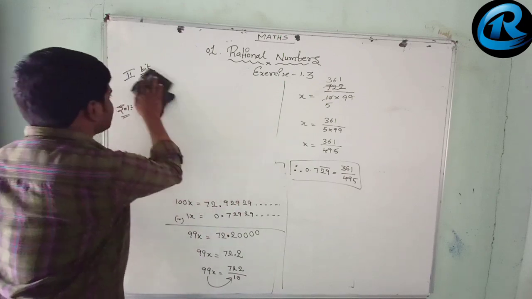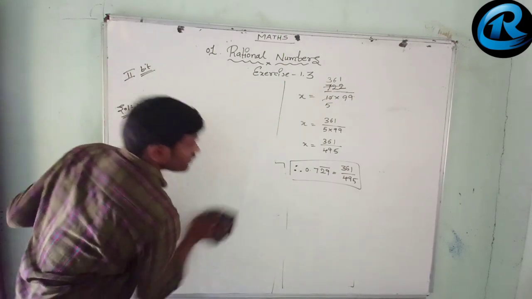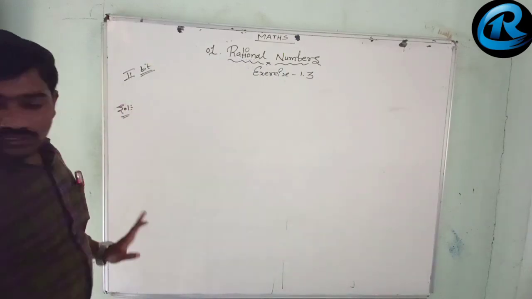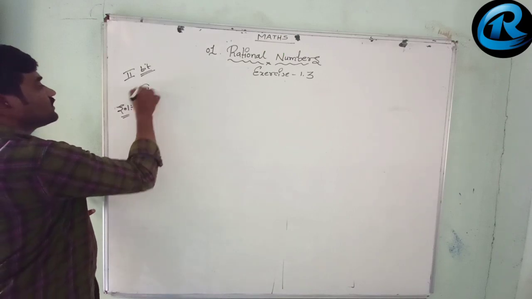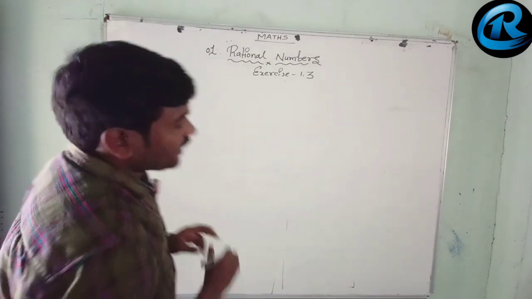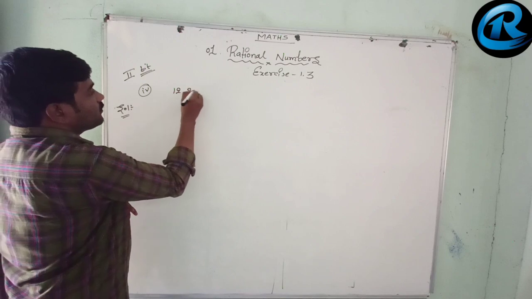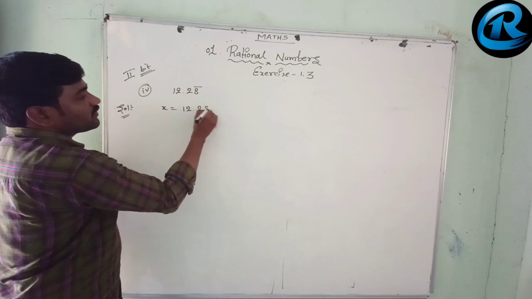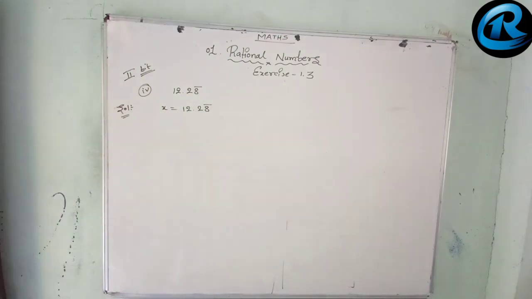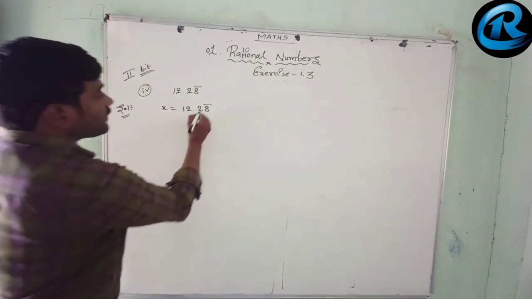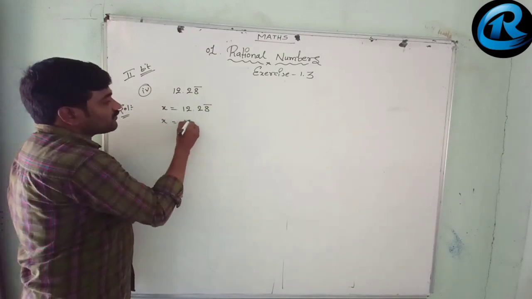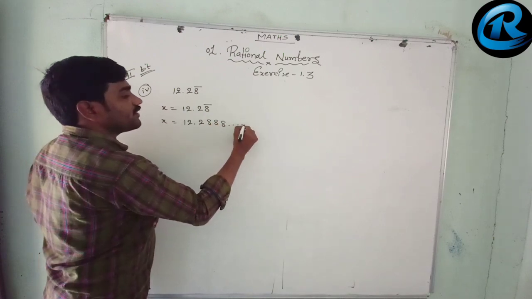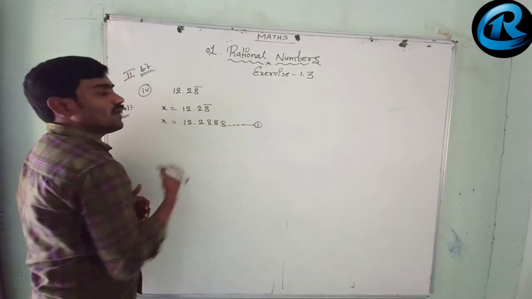Let us solve the last problem of this. This is the third one. Make sure that the question number is the third one. This is the fourth one now: 12.28 bar. Let us assume x equals 12.28 bar. Then what is the meaning of this? x equals 12.288 infinity number of times. It will be equation number 1.